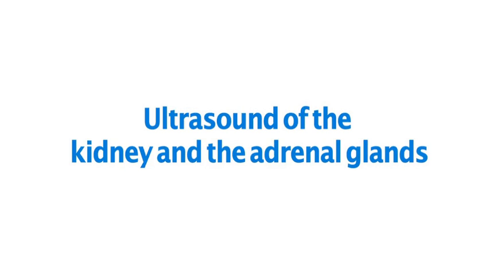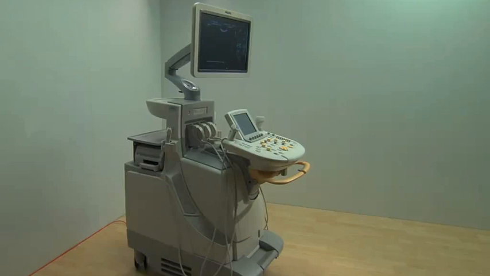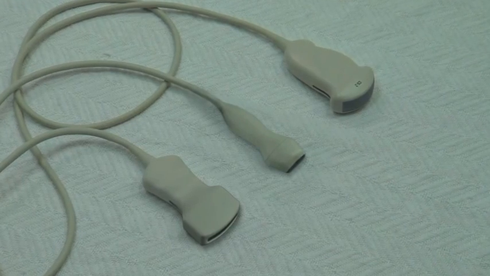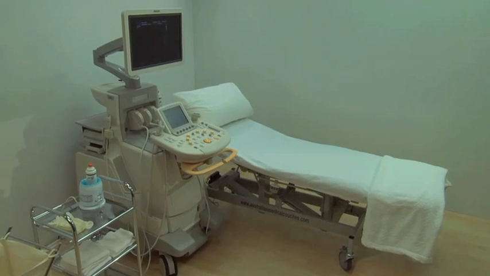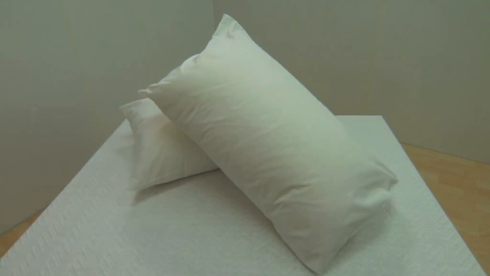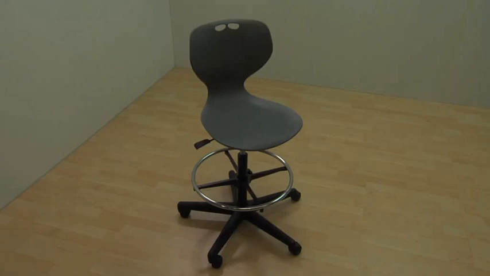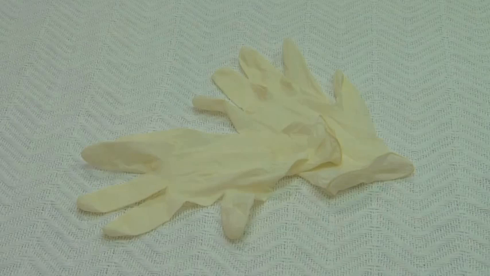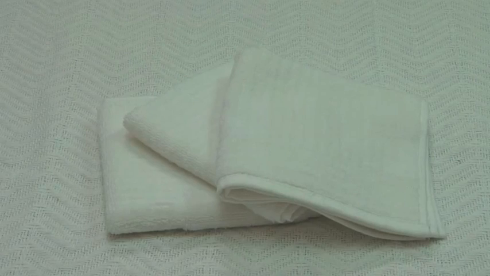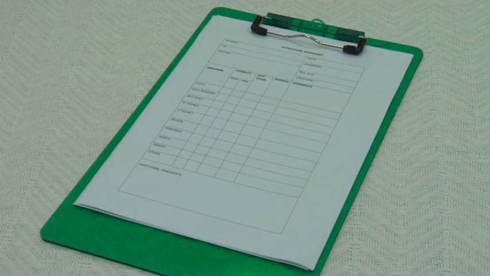This video demonstrates how to set up and perform an ultrasound scan of the kidneys, bladder, adrenal glands, and renal vessels. Equipment required includes the following: an ultrasound machine, a selection of transducers, an examination table, positioning aids such as wedge sponges or pillows, a chair, acoustic gel, examination gloves, bed linen and towels, and a sonographer's worksheet.